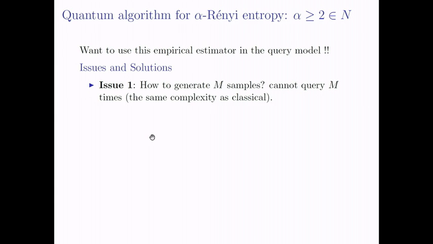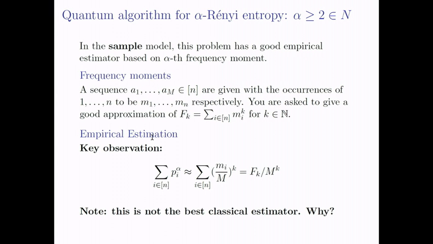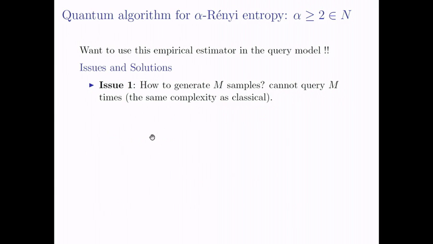But there are two issues with executing this idea. The first one is that classically, in order to find this frequency moment, you need to know the histogram of your samples, and you need to choose m. And we cannot do that. We cannot just generate those m samples, because in that case, you already have the same complexity as the classical one.